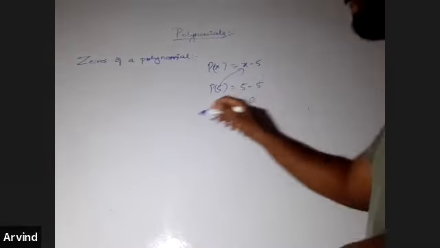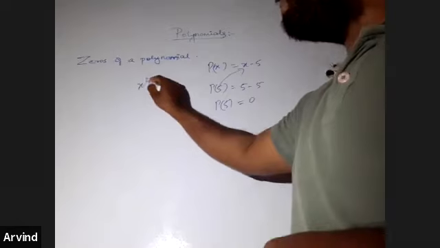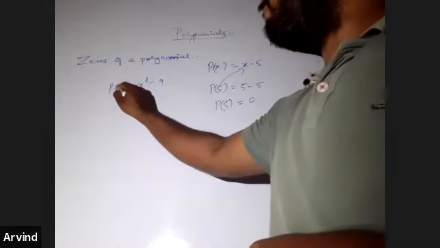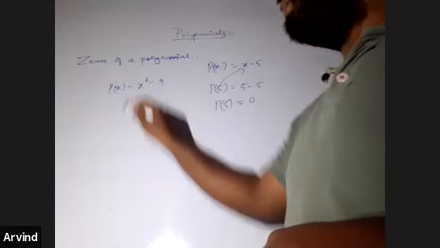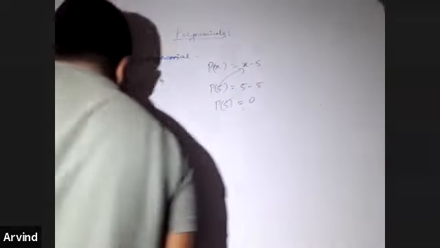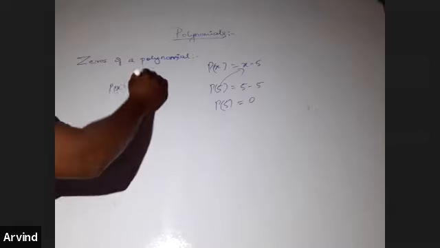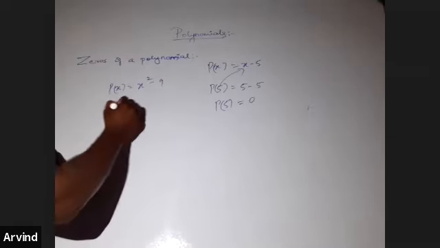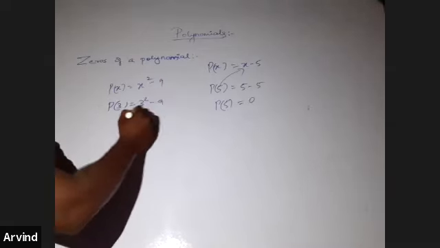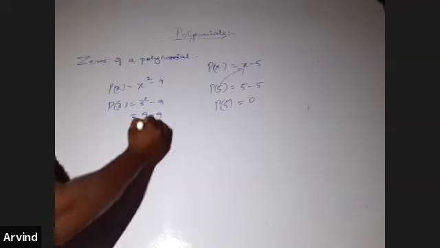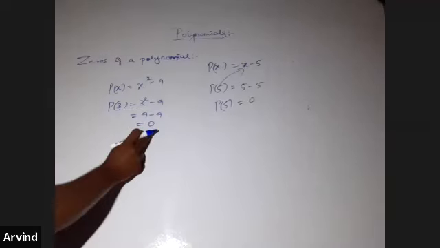Let's take something else. Let's take x square minus 9. Can anyone tell me what is the zero of this polynomial? 3. Okay, let's put 3 wherever x is. 3 square minus 9. 3 square is 9. 9 minus 9 is 0. So putting 3 gives the final answer 0. So 3 is the zero of this polynomial.